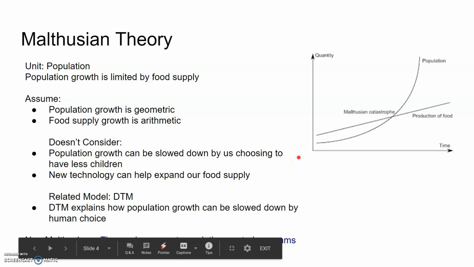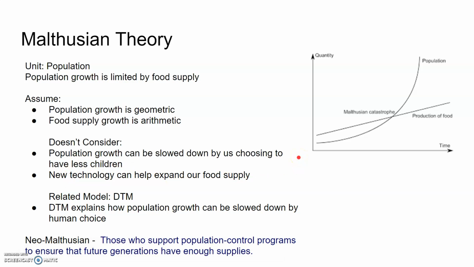And one term that is commonly used with this model is the neo-Malthusians. These are people who support what he said and say that we need population control programs to ensure that future generations have enough supplies.